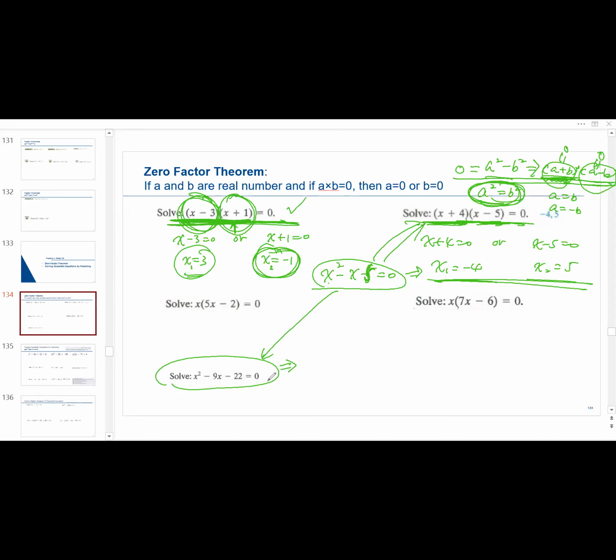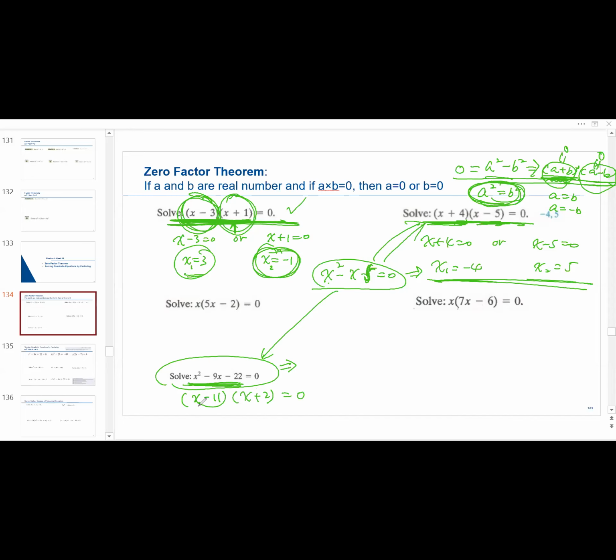All right, can you guys find the solutions? First step, we need to factor, right? So use the method we learned earlier to factor this part. -22 can be factored into what? Positive 2, -11, positive 11, -11, right? So you can factor this one, right?